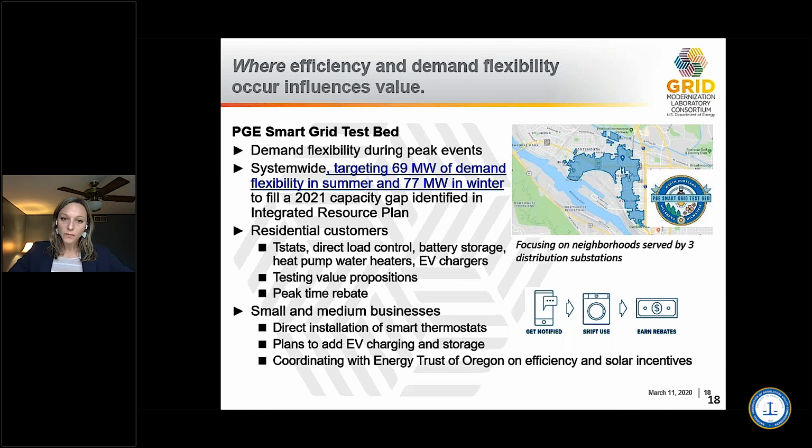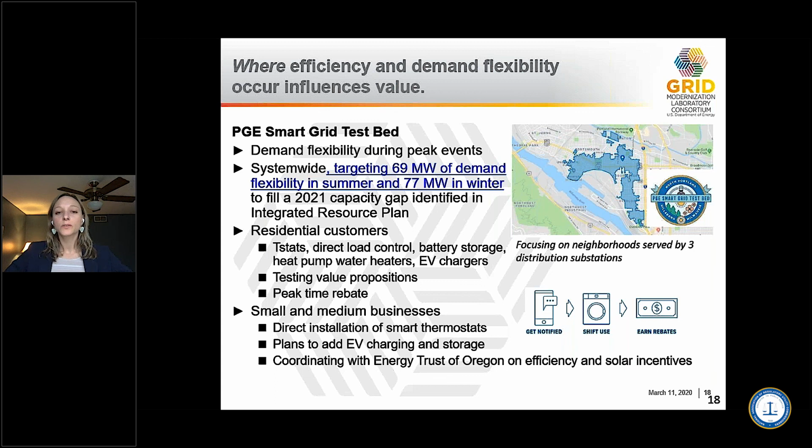And the utility is testing a wide range of technologies such as thermostats and heat pump water heaters and electric vehicle chargers and batteries. And customers in one of these 3 different communities were automatically enrolled in this peak time rebate program, which is what that graphic underneath the map shows. And it gives the customers the option to decide whether or not they want to change their energy use on an event by event basis. And they give them a day ahead notice, and they're earning a rebate of $1 for each kilowatt hour in reduced energy consumption that's occurring during events as compared to their baseline.